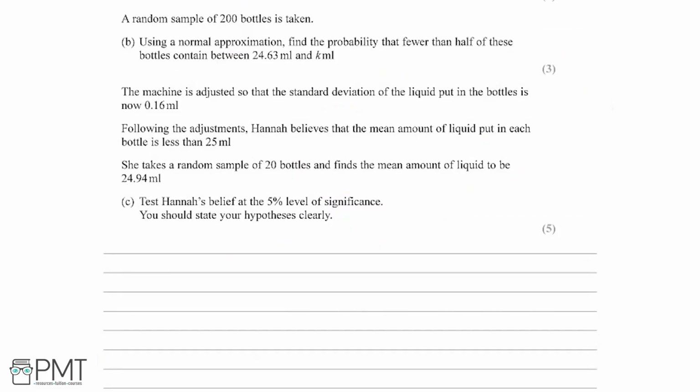So moving on to part B, a random sample of 200 bottles is taken. And part B says we need to use a normal approximation to find the probability that fewer than half of these bottles contain between 24.63 millilitres and k millilitres. And this is for 3 marks.